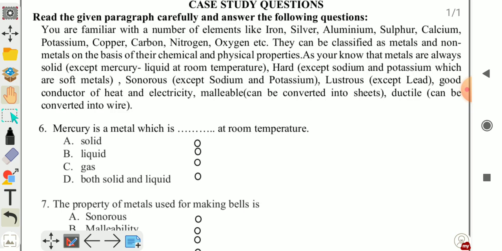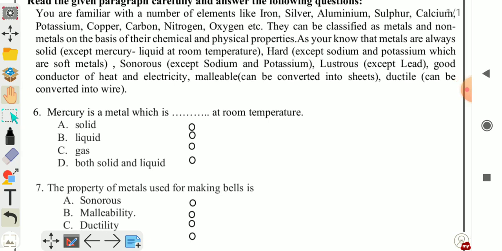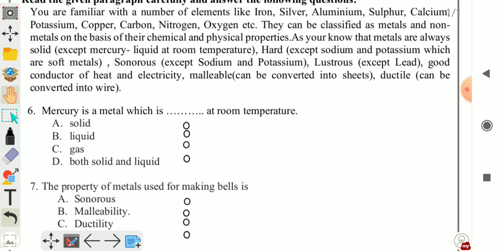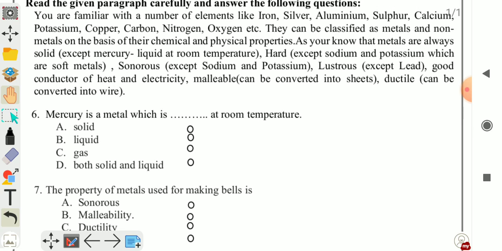These all are elements. They can be classified as metals and non-metals on the basis of their chemical and physical properties. As you know, metals are always solid except mercury, liquid at room temperature; hard except sodium and potassium, which are soft metals; sonorous except sodium and potassium; lustrous except lead; and good conductors of heat and electricity; malleable, can be converted into sheets; ductile, can be converted into wires. So these are the physical properties of metals.